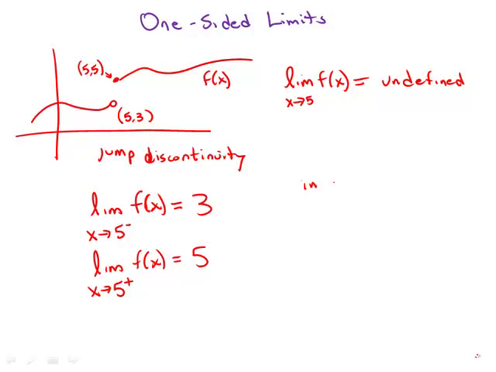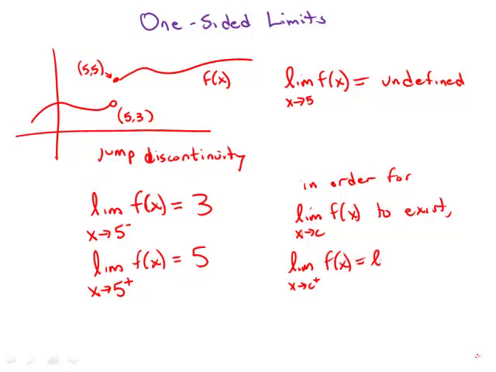In order for the limit as x approaches c of f of x to exist, it must be true that if we take the one-sided limits, they are equal to each other. So if the one-sided limits are equal, then we can talk about the overall limit existing. If the one-sided limits are not equal, as is the case when you have a jump discontinuity, then overall the limit is undefined at that point.